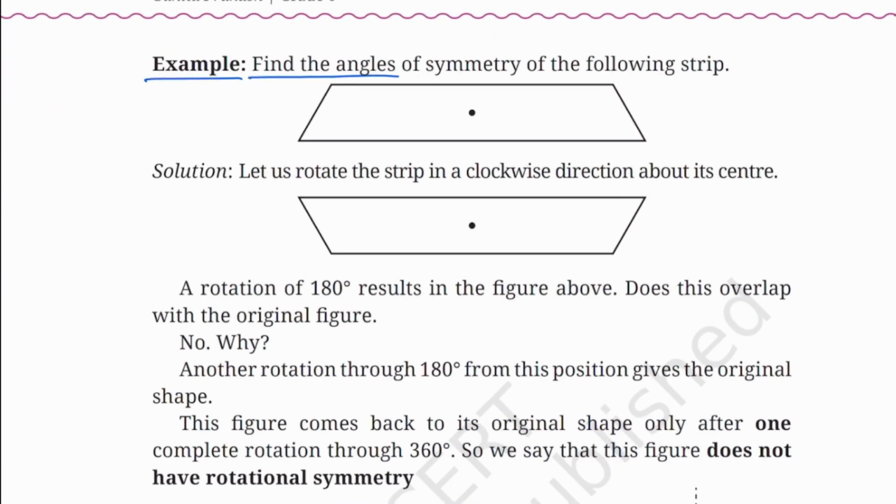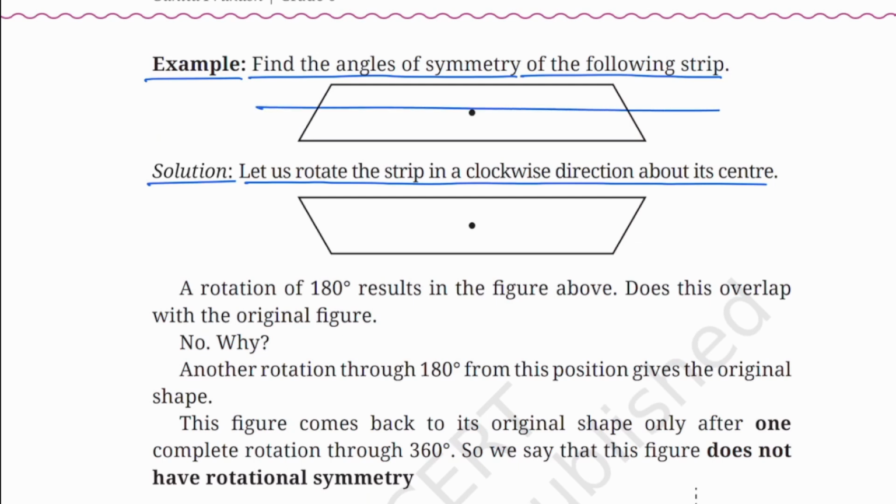Example: find the angles of symmetry of the following strip. Solution: let us rotate the strip in clockwise direction about its center. It has been rotated by 180 degree. You can see it here. A rotation of 180 degree results in the figure above. Does this overlap with the original figure? No. Why? You can see here, this is not the same as this one.